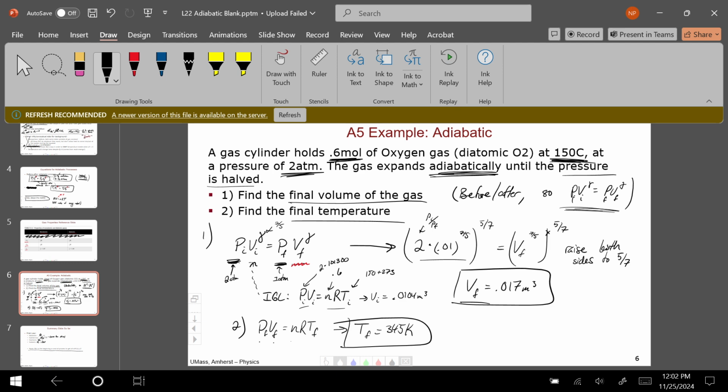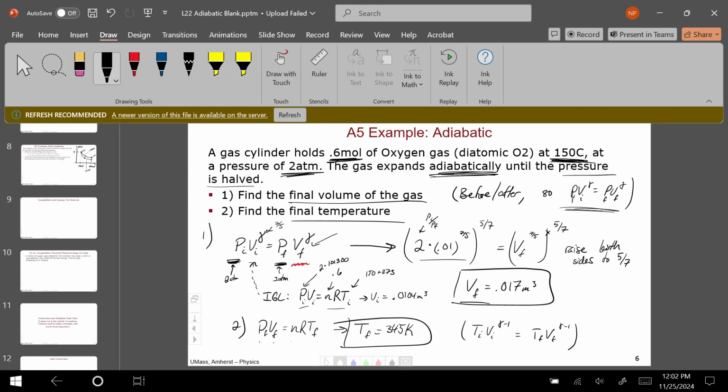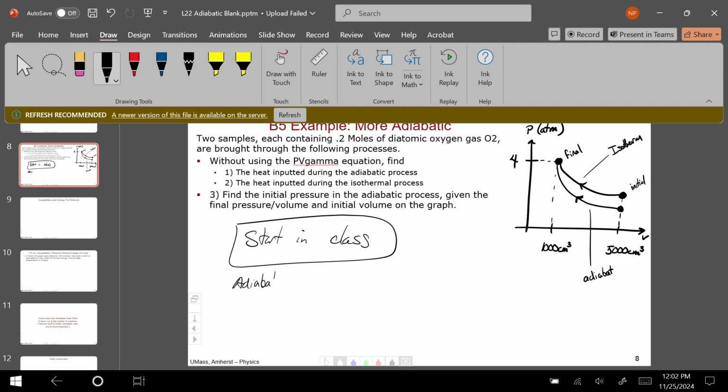If you wanted to, you could use the other version of this equation. You could have used T initial, V initial to the gamma minus 1 equals T final, V final to the gamma minus 1. And that would have been okay too. In my opinion, it's just a little bit harder. If you can use the ideal gas law, always better to do it. And actually, I'm going to save this example for class.